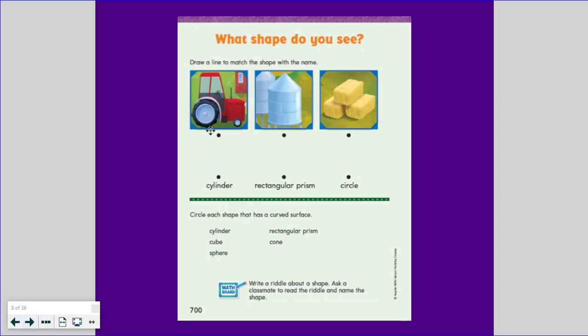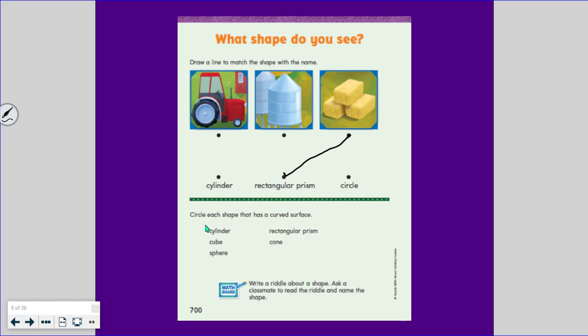All right, on this page, you're going to draw a line to match the shape with the name. So what does this look like? Do you see a cylinder, a rectangular prism, or a circle? Same thing. Do you see a cylinder, a rectangular prism, or a circle? And then last one, again, do you see a cylinder, rectangular prism, or a circle? So I'm going to help you with this last one. How about the hay bales, to me, look like a rectangular prism.